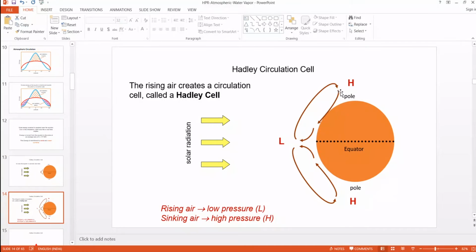Since the air is lifted up here, there is a low pressure region here, and here, since the air is coming back from the atmosphere to the earth, there is a high pressure region. This is represented by H, the high pressure region, and this is the low pressure region.